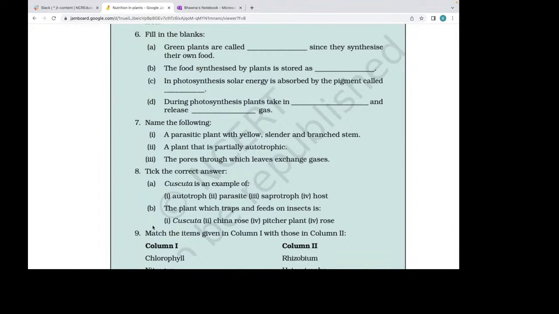Okay. Now B, the plant which traps and feeds on insects is called Cuscuta, China rose, pitcher plant, rose. No, I can't think of Cuscuta. Cuscuta तो अपने होस्ट पर डिपेंड करता है. China rose, no. Rose, no. Pitcher plant, yes. Pitcher plant is the insectivorous plant which eats insects. पहले उनको ट्रैप करता है और उसके बाद उनको खाता है.